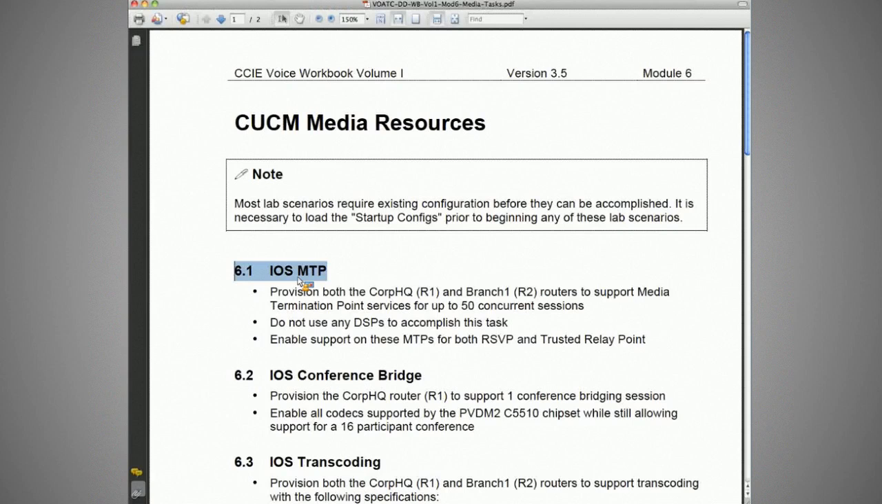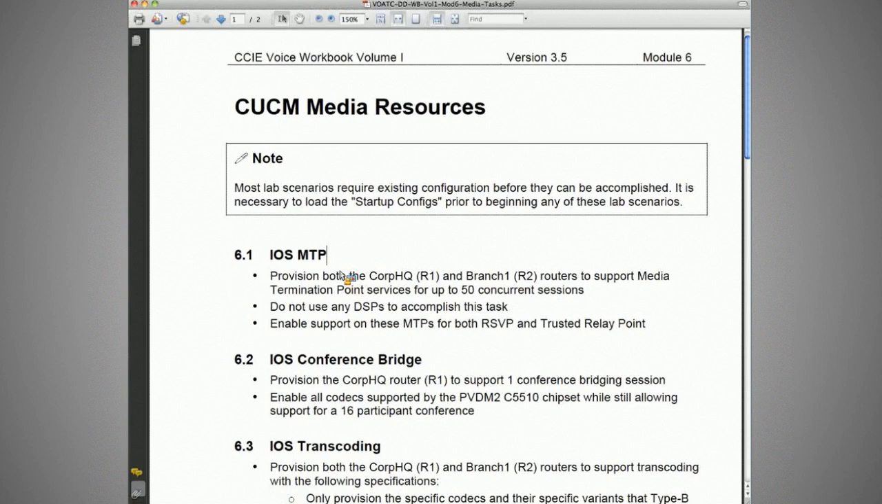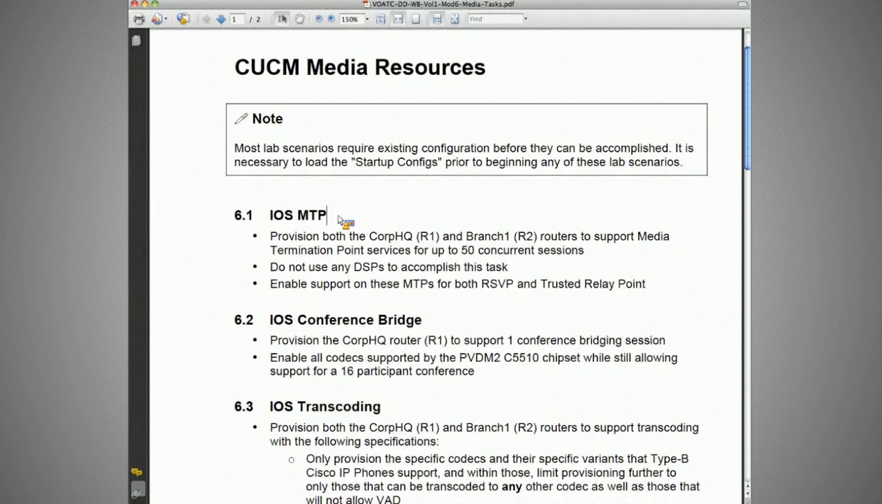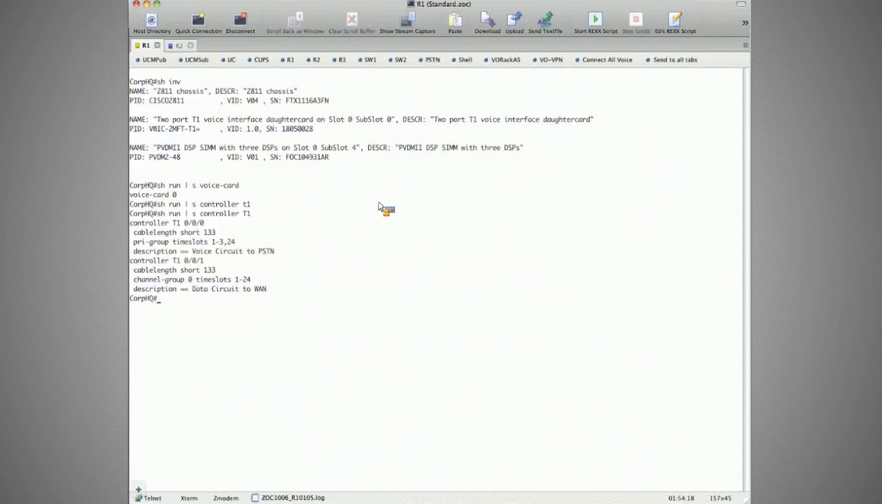So for Module 6, 6.1, we'll begin by taking a look at iOS MTP, and we're instructed to provision both the corporate headquarter, Router 1, and Branch 1, which is Router 2, to support media termination point services for up to 50 concurrent sessions. However, we're instructed not to use any DSPs to accomplish this task, and to enable support on these MTPs for both RSVP protocol, which we looked at in call admission control, and trusted relay point. And what's trusted relay point? Well, take a look at what that is.